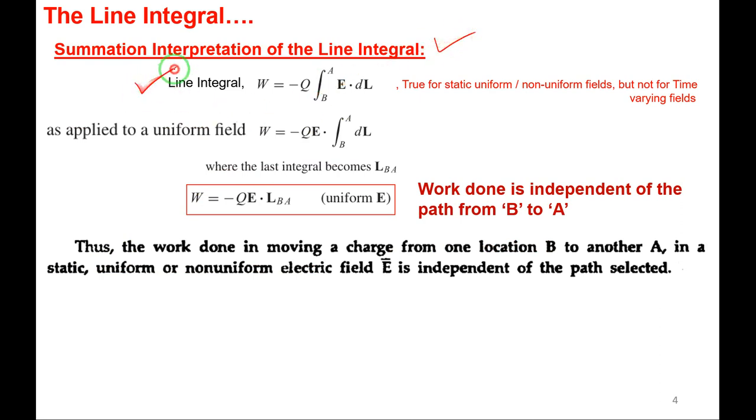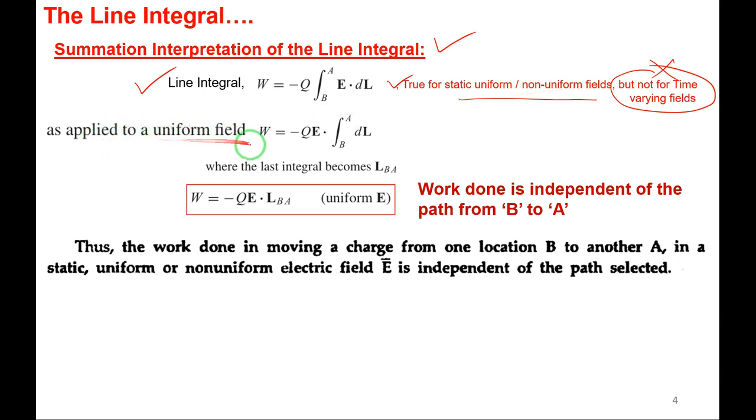The line integral formula we have is W is equal to minus Q integration from B to A, initial position to final, E dot dl. This equation is true for static uniform and non-uniform fields, but it is not true for time varying fields. It is not true for the time varying fields, right?